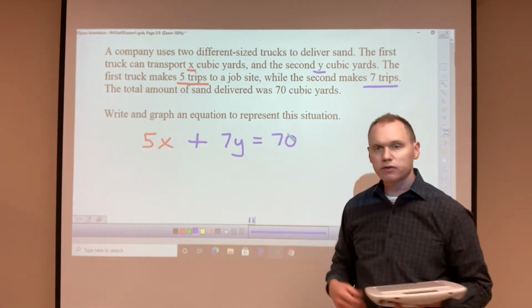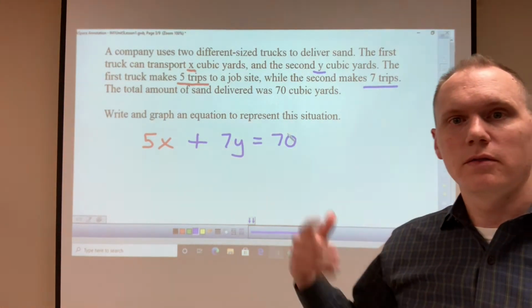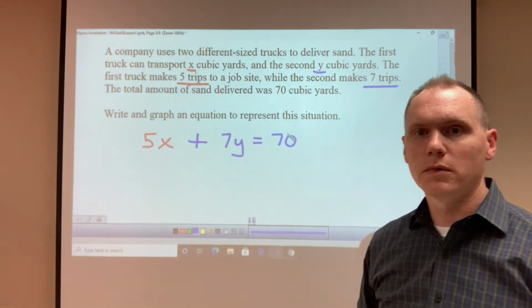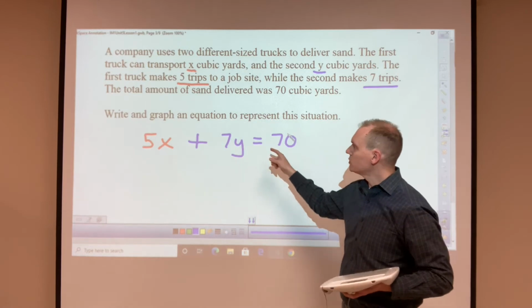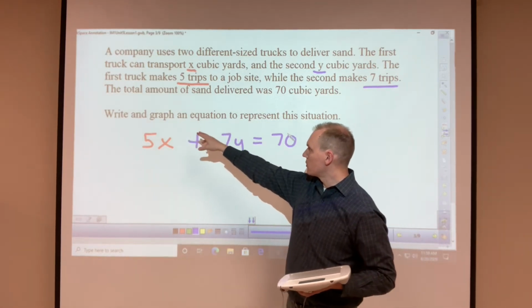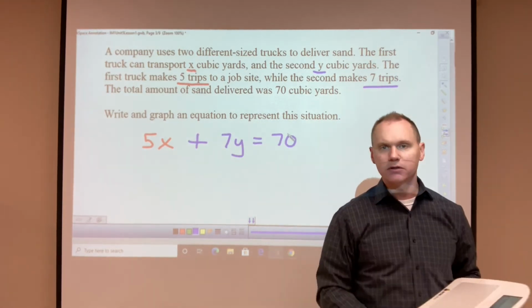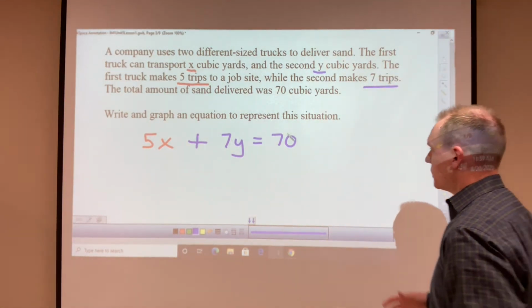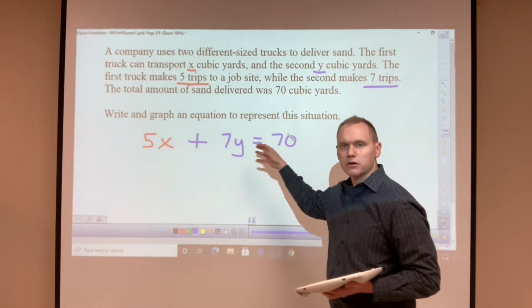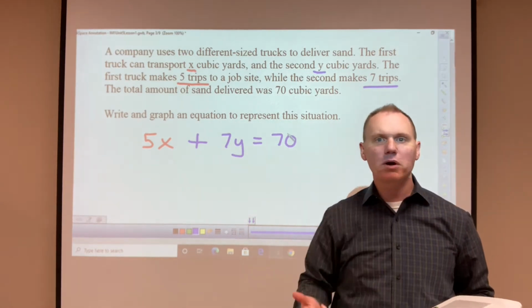All right, so now we've got this equation. And if you remember, this is what we call a linear equation in standard form. So what we want to do is we've written it, now we want to graph it and see what we can do there. All right, so we don't see anything in particular here. We don't see the slope, we don't see the y-intercept.